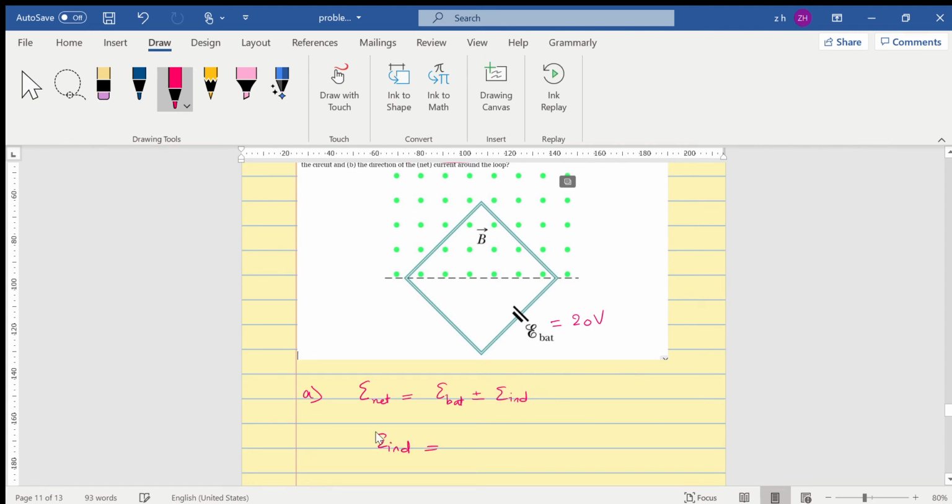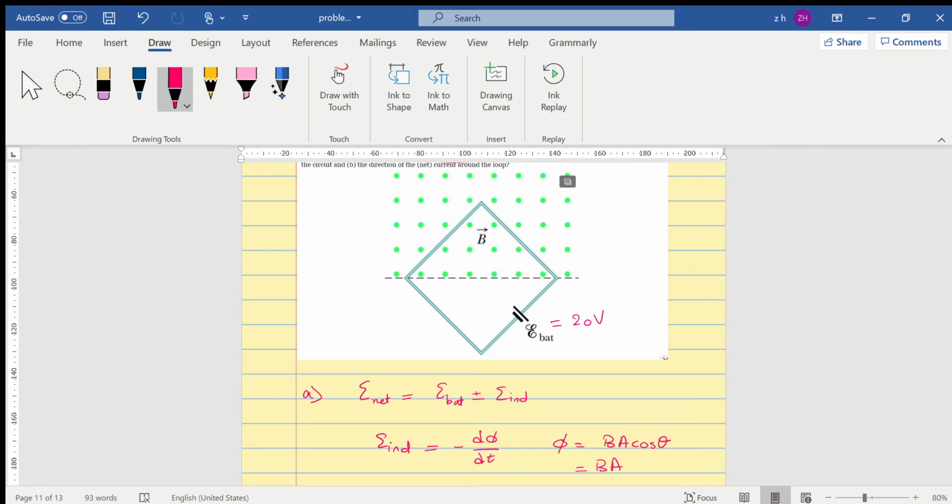We know that the induced EMF has a formula which is minus d phi by dt, and the phi of course is going to be depending on the magnetic field that we have. So remember that phi is BA cosine theta. We are already told that the loop is perpendicular to the direction of the magnetic field. So its normal will have the same direction as the magnetic field. So cosine theta is just 1 and phi will be just B times A.